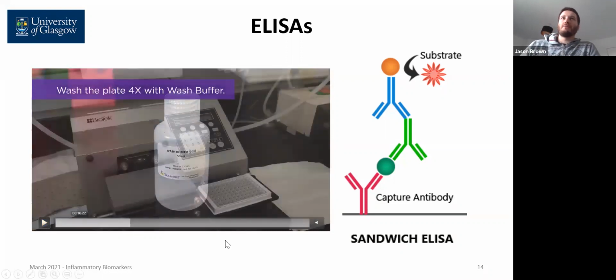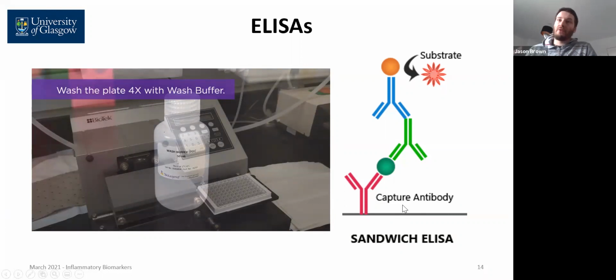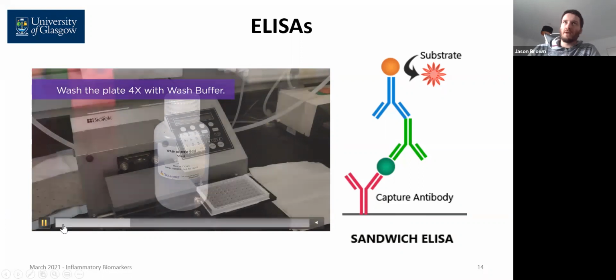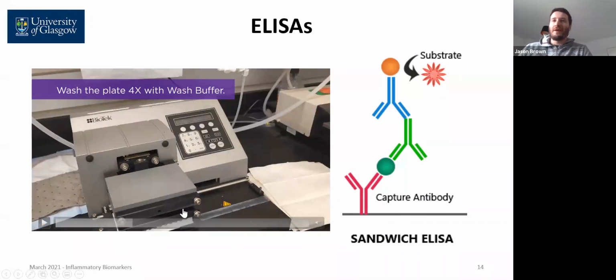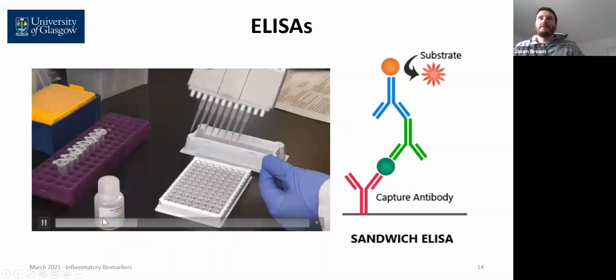And then after the capture antibody has, of course, been given time to attach to the bottom of the well, then you need to do the first wash step. And this is the first wash step here. And they use a fancy machine. We don't have this technology at the Glasgow Dental School. We do this by hand, basically just using a squirty bottle. But basically it's just wash buffer. The primary aim of that is to try and get rid of any unbound capture antibody. You don't want any unbound capture antibody sitting in the bottom of the well unless it's already attached to the bottom of the well.